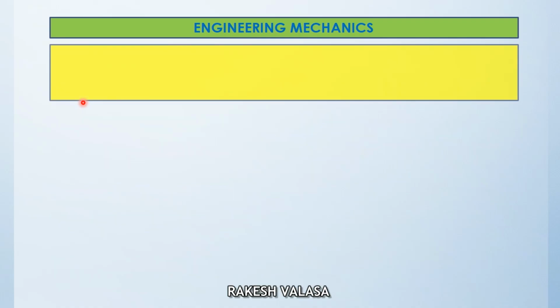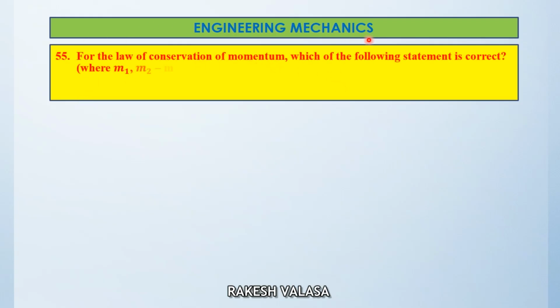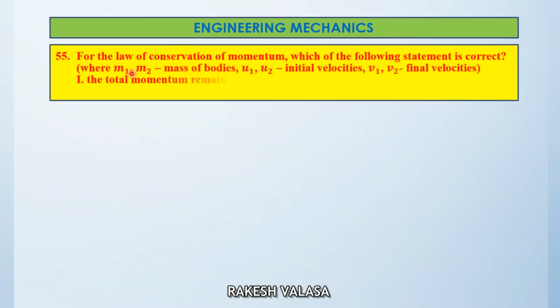Question number 55. For the law of conservation of momentum, which of the following statements is correct? Where m1, m2 are masses of bodies, u1 and u2 are initial velocities, v1 and v2 are final velocities. Statement 1: the total momentum remains constant. Statement 2: mathematically, m1 u2 plus m2 u1 equals m1 v2 plus m2 v1.